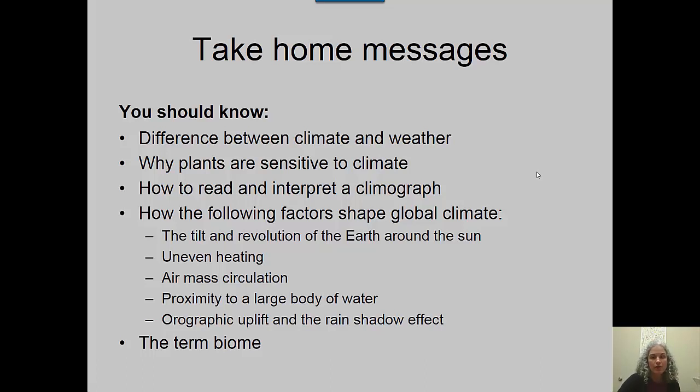And you should know how the following factors shape global climate: the tilt and revolution of the Earth around the sun, uneven heating around the globe, the air mass circulation and how it relates to the amount of precipitation we expect in a given area, proximity to a large body of water, and orographic uplift due to topography and the rain shadow effect. You should also be familiar with the term biome.